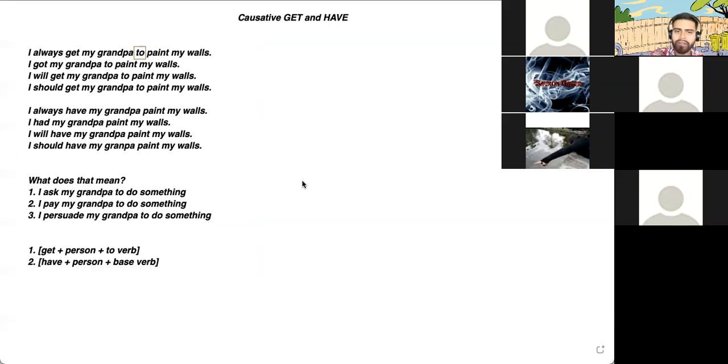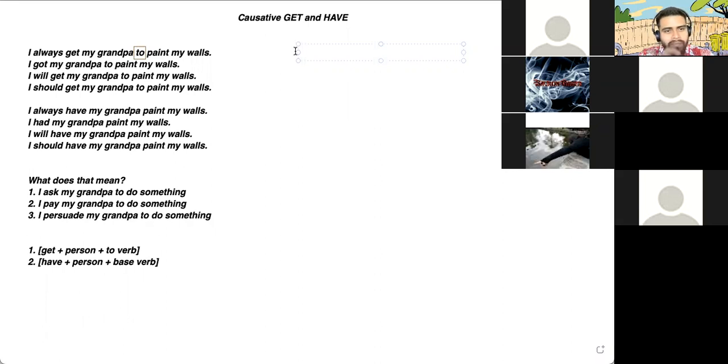Any questions so far, ladies and gents? No. So this is just one way of using the causative get and have. You can also use it in the passive voice-ish. Let me explain. I'm going to say those exact same sentences, but using a different structure.